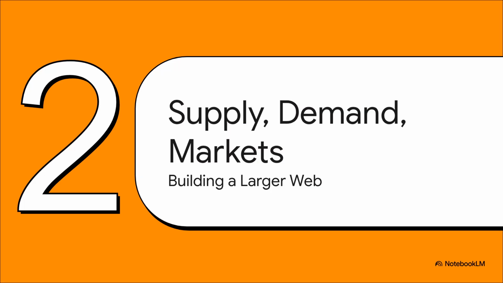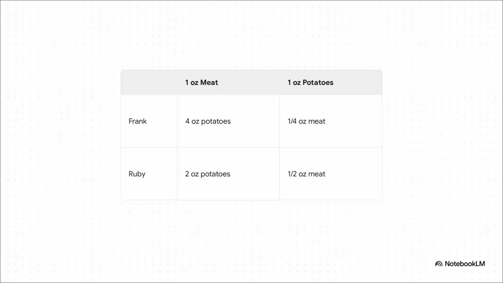Moving right along to Section 2, Supply, Demand, and Markets. Let's see what happens when those individual choices start building into a larger web of interaction. Let's imagine a classic scenario with Frank the farmer and Ruby the rancher. Now let's say Ruby is just flat out faster at producing both meat and potatoes than Frank is. She has an absolute advantage. But here is the kicker. Trade still makes perfect sense for both of them.